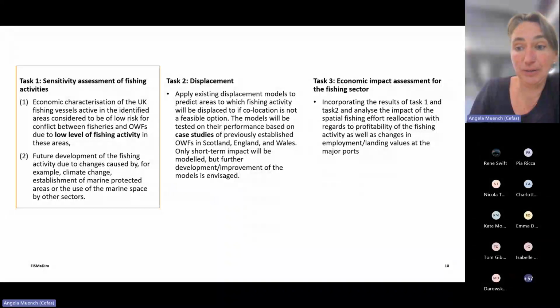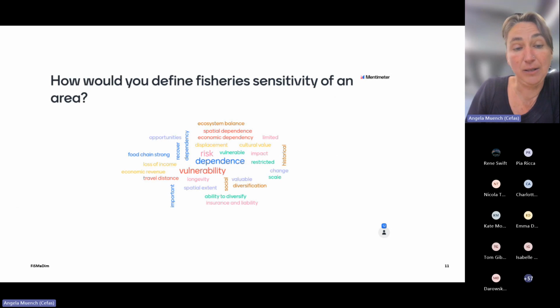We are focusing today in the web tour on the outcomes of the first task, the sensitivity assessment. So we're generating the sensitivity index. To generate the sensitivity index, we went back to the project advisory group, which is part of the project, and asked them what exactly is sensitivity for you. We understood from the fishing industry that landing value as such is a measure, but it's not the only measure we should use. So lots of terms came up: dependency, vulnerability, irreplaceability, these kinds of things.